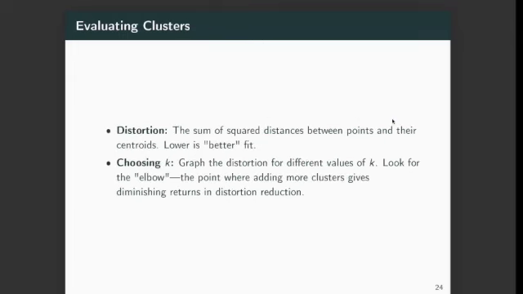Then we can evaluate these clusters using what we call distortion. The distortion is the sum of squares of the distances between the points and their centroids. So a lower number usually means a better fit. To choose the best k, we graph the distortion and look for the elbow, which is the point where adding more clusters doesn't significantly reduce the distortion anymore.